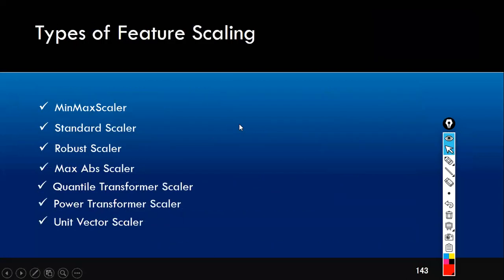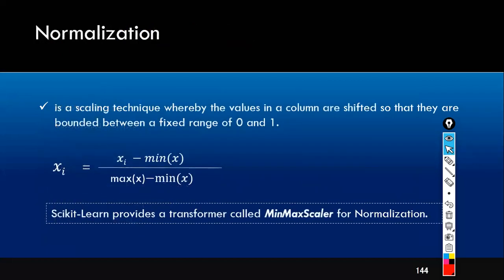One is the min-max scaler, the standard scaler, the robust scaler, the max abs scaler, and so on. These are the types of feature scaling available. First of all, let us understand what is normalization. The min-max scaler is used to do the normalization. This is a scaling technique in which the columns are shifted, and the values get transformed to the range of 0 and 1.